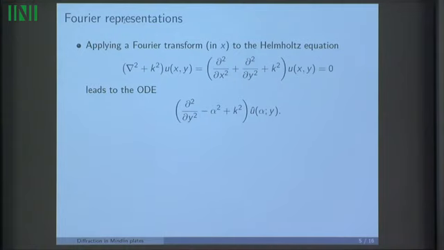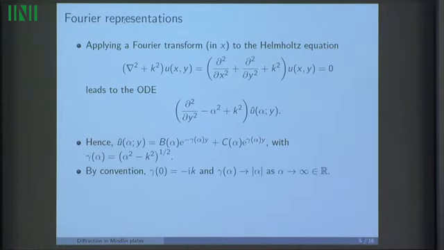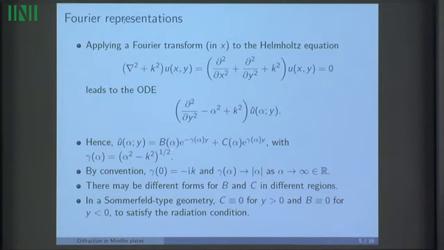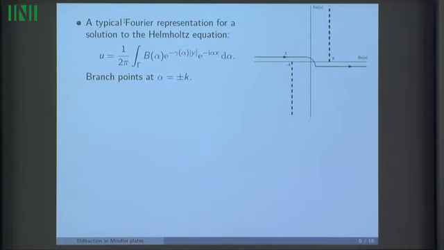I'll go through this fairly quickly because I think everyone here knows all this stuff pretty well. If you want to look at Fourier representations, just take an ordinary Helmholtz equation, take the Fourier transform, solve the resulting ODE, and you get your usual square root type function. Conventional to take gamma of naught is minus ik, of course, and different forms for the unknown functions b and c in different regions. And for a Sommerfeld type geometry, so a plane with a semi-infinite boundary, you would normally have c is 0 for y greater than 0 and b is 0 for y less than 0 to satisfy the radiation condition.